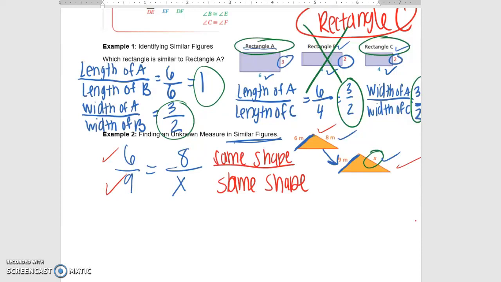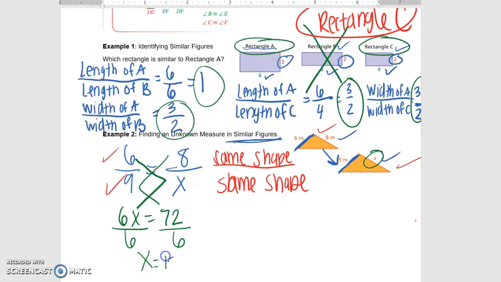And then from here, we can just simply solve the problem. You're going to cross multiply, so you have 6 times x, which is 6x. You have 8 times 9, which is 72. Divide each side by 6, you're left with a one-step equation. And then you're left with x equals 12. But if you do recall, remember we always want to make sure we answer in units. So you can see up top, they're using meters. So your answer would be, you can either write 12m or you can write 12 meters. I don't care, either one will work for me. So that's how you would find a missing side length of similar figures.